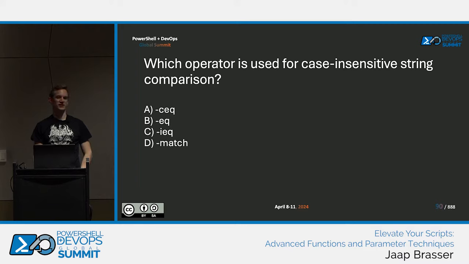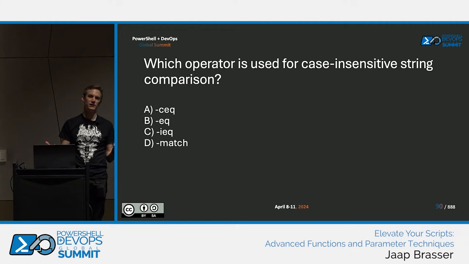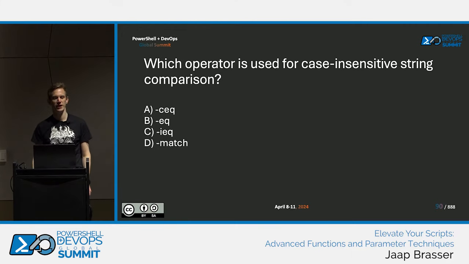Next one, bit of a trick question. Which one is for case insensitive string comparison? So A is actually case sensitive. So the C stands for case sensitive. I is specifically case insensitive, but the default with dash equal is also case insensitive by default. So in case the defaults are not what you expect, because it might be on a system that runs with different kind of defaults. For example, if you would do it on a Linux file system, then you might want to explicitly make it insensitive. So yeah, C was specific, but B I would have counted.